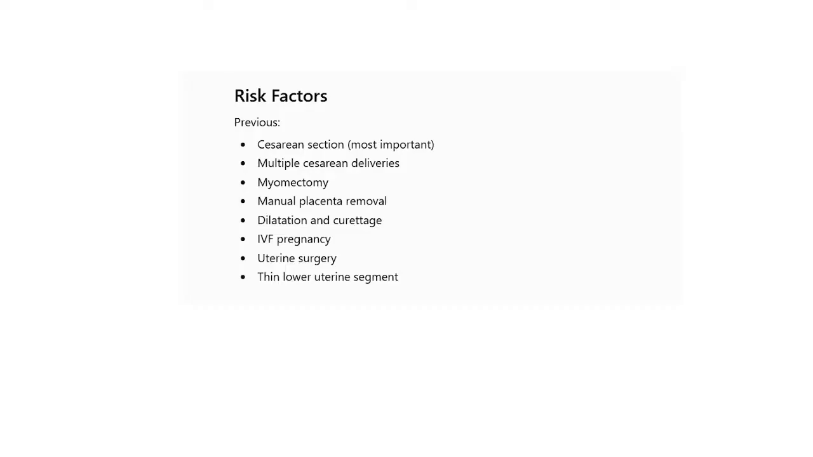Now, the risk factors. What are some of the risk factors for a cesarean ectopic pregnancy? Previous cesarean section, most important, multiple cesarean deliveries, myomectomy, manual placenta removal, dilation and curettage, IVF pregnancy, uterine surgery, thin lower uterine segment.